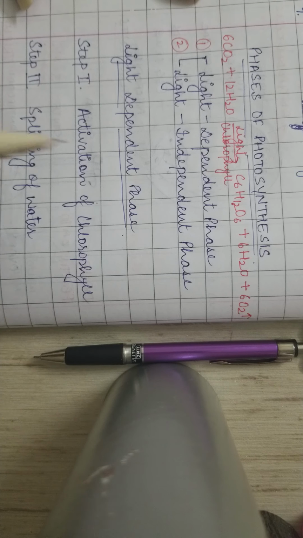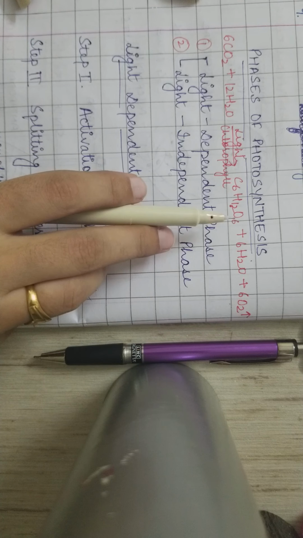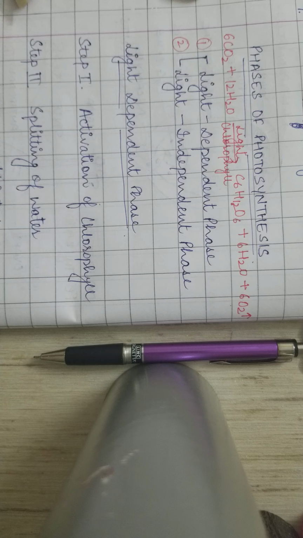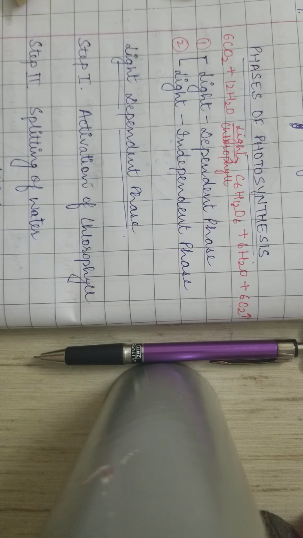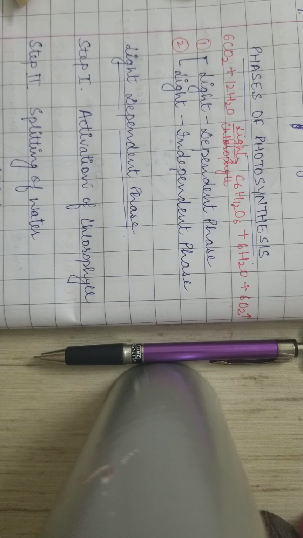Everyone, today we'll be discussing the phases of photosynthesis. Let's just recall what the process of photosynthesis is. In the mesophyll cells, the palisade and the mesophyll cells, chlorophyll is present. It traps the light energy from the sunlight and then utilizes this energy to carry out the chemical processes for the manufacture of food.